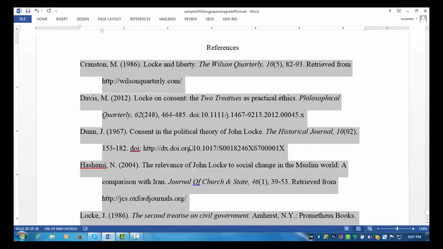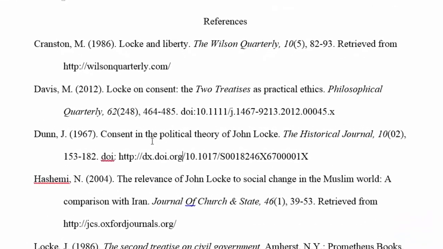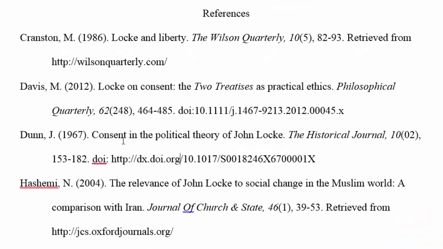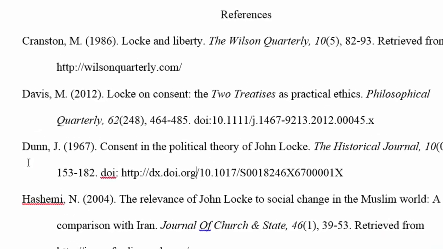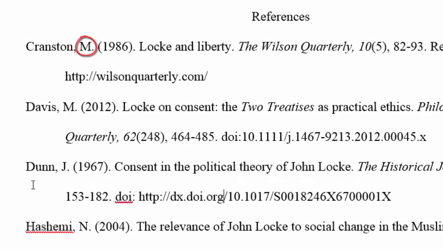I'll point out a few basic aspects of APA style for the References page. In APA style, you list the sources in alphabetical order by last name. You'll notice that the first name is not spelled out. You use initials instead, followed by the year in parentheses. For scholarly articles, you use sentence case, which means you capitalize only the first word and proper nouns. You don't put article titles in quotation marks. Journal titles are italicized and put in title case.